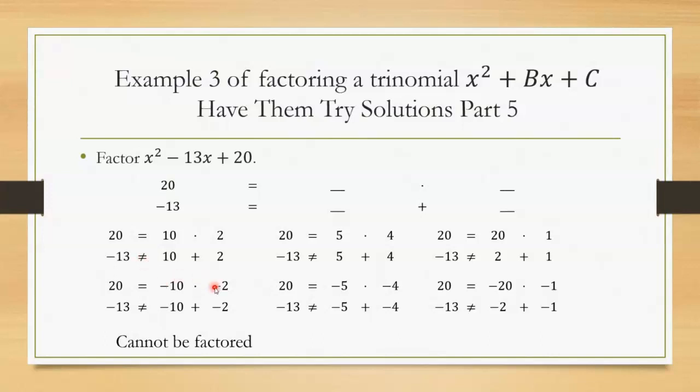Same thing with negative 10 and negative 2. The product is still 20, but that doesn't give you negative 13. 5 and 4 doesn't work either. Neither does negative 5 and negative 4. 20 and 1 doesn't work. So to me, at least, it looks like there is no pair of numbers that works, and so this cannot be factored.